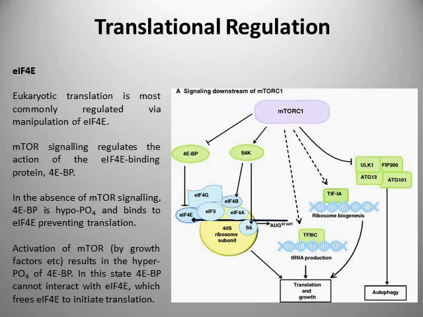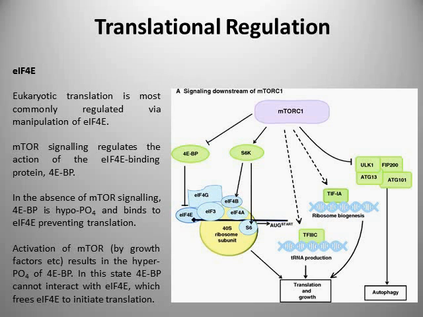So when mTOR is activated by growth factors, etc., what happens then is that 4E binding protein becomes hyperphosphorylated. It's phosphorylated at many sites throughout the protein. And in this hyperphosphorylated state, 4E binding protein can then no longer interact with EIF4E. So this frees EIF4E up to interact with the other proteins it needs to initiate translation.